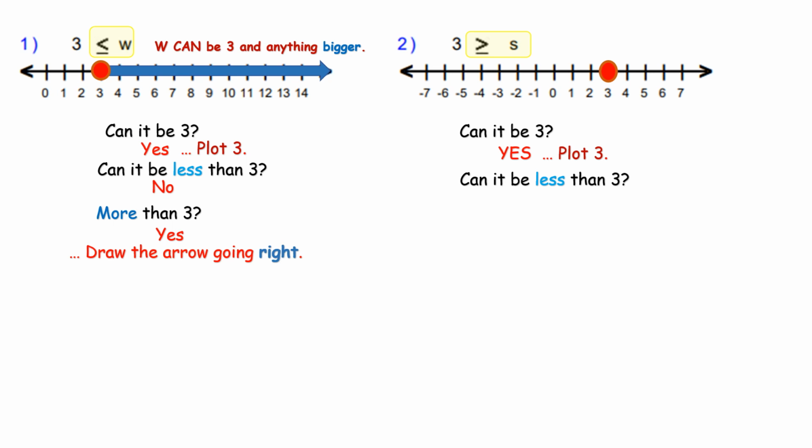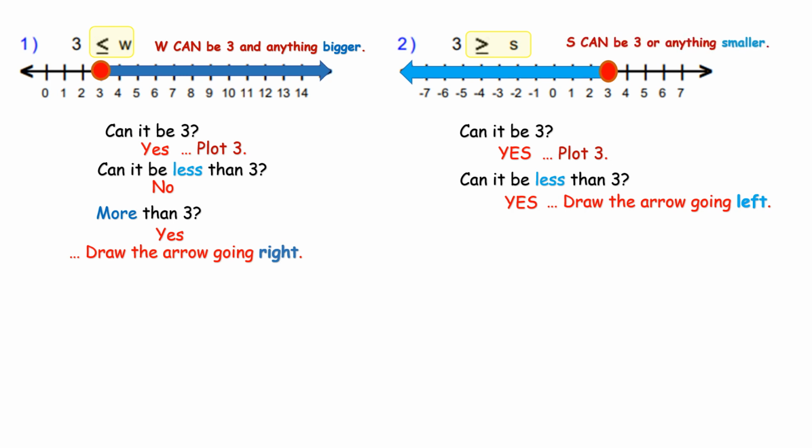Now I ask, can it be less than 3? When I look at my variable, the arrow is pointing to the 3, so that has to be a yes as well. And if it is less than 3, then I know I have to draw my arrow to the left. Greater than, the arrow will always go to the right. Less than, the arrow will always go to the left. And remember, I don't have to ask the third question because I already have my arrow, so my first 2 are done. So when I'm looking at just what is being plotted on the number line, I would be able to identify that it's telling me that S can be 3 or anything smaller.